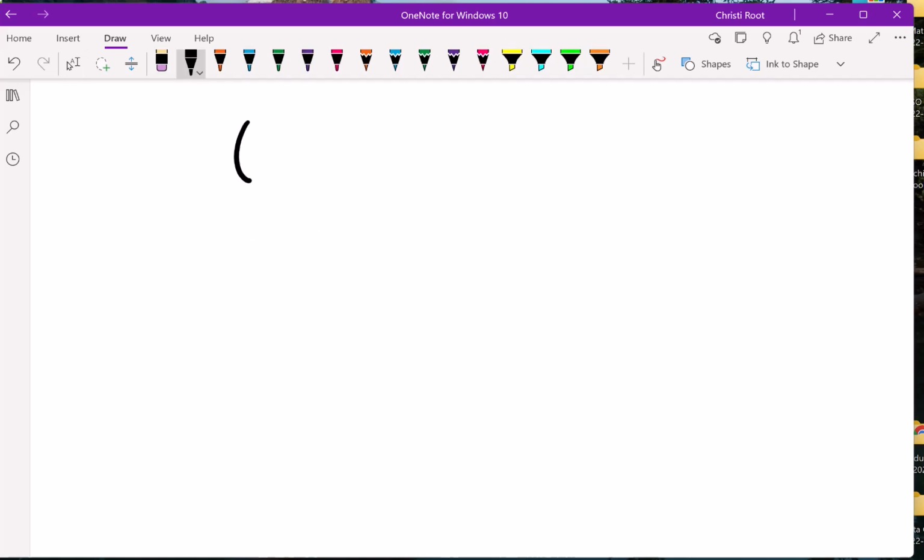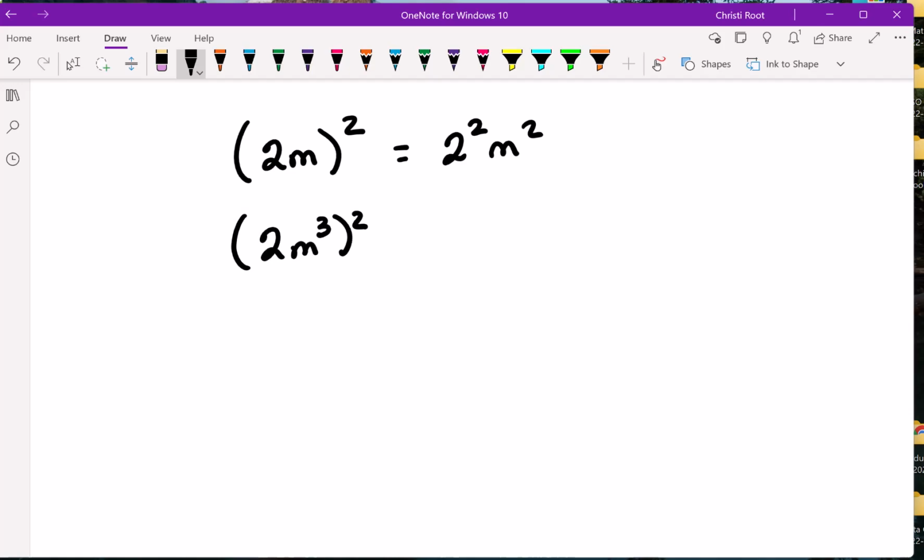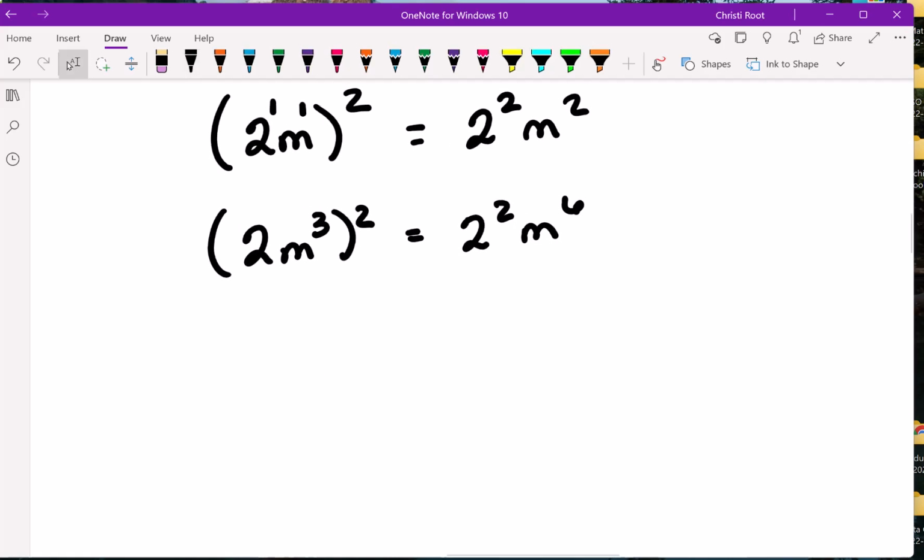Just remember that if you have something in parentheses, that everything is going to be affected. So that would wind up being 2 squared m squared. And if you already had like 2m to the third, so if you have existing exponents, now I guess you always have exponents. If you don't see them, put a 1 there. So this would be 2 squared m to the 6th power. So that is when you multiply your exponents, when you have a power to a power situation.